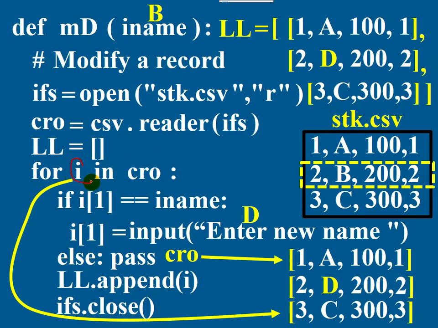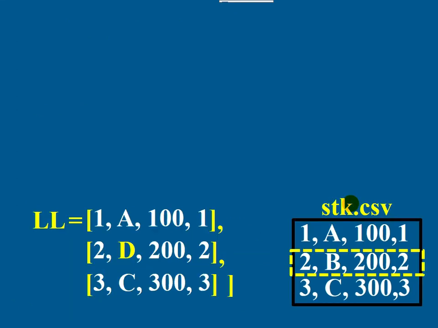Now no more elements are there. ifs.close. This file is removed from the computer's memory. Remember, it is still there in the hard disk. So the list LL contains the modified row. Now this one should be written to this file.